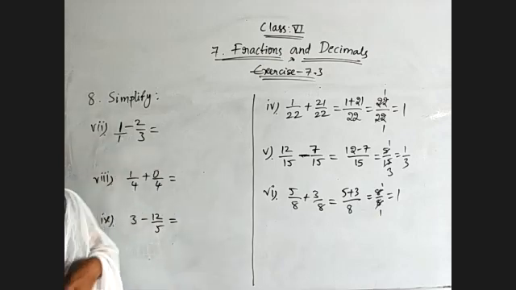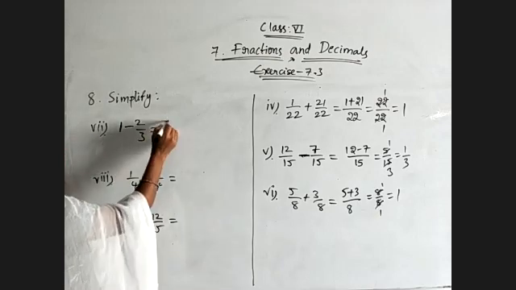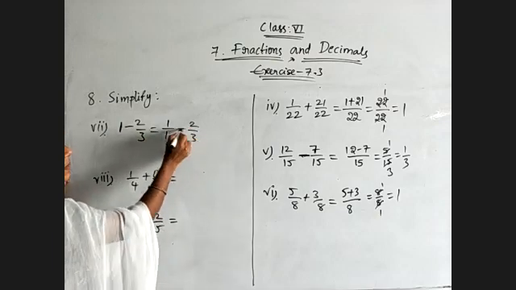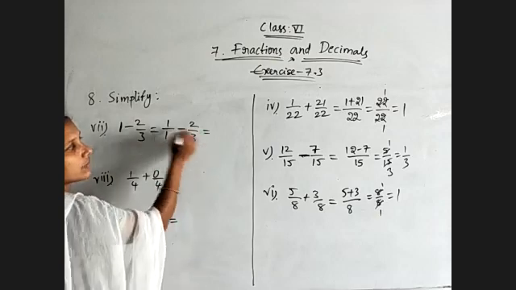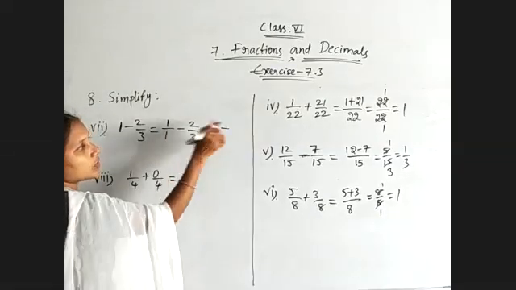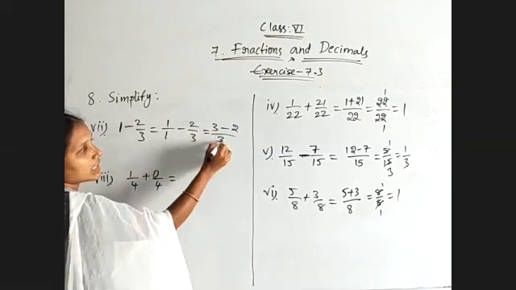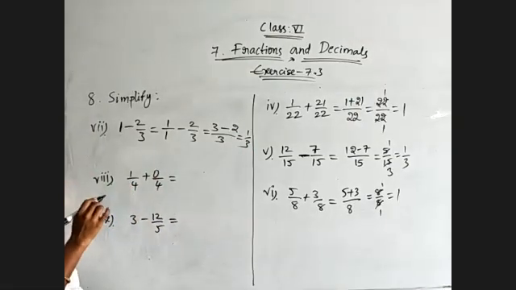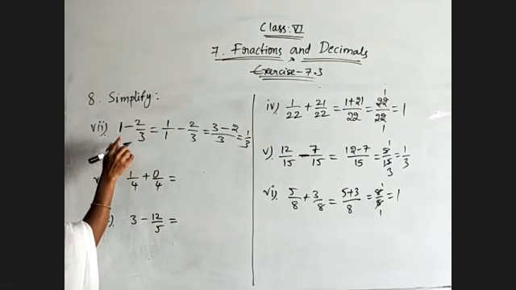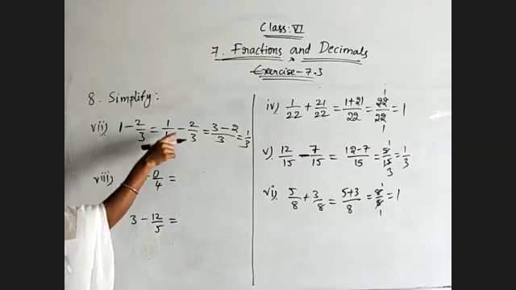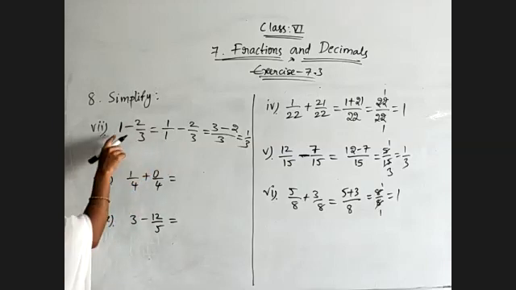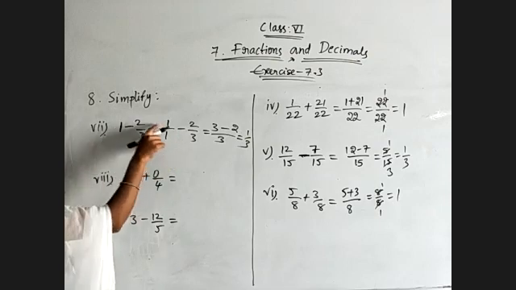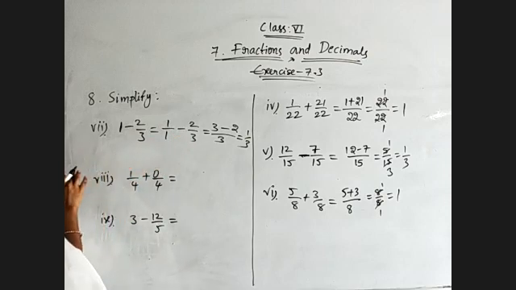So 1 minus 2 by 3 is nothing but 1 by 1 minus 2 by 3. Then go through the cross multiplication method: 3 ones are 3, minus 1 twos are 2, divided by 1 threes are 3. So 3 minus 2 is 1, and 1 by 3 will be the solution. Observe here, we are just applying 3 ones are 3, 3 minus 2 by 3. Here 1 only we have, so there is no change for the second fraction.